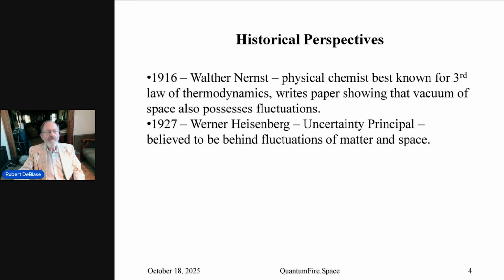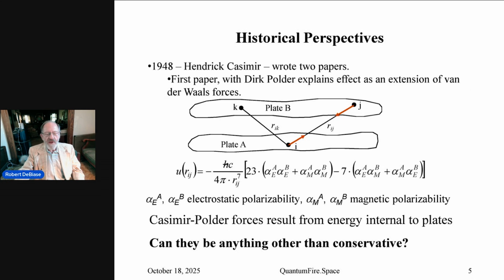All right. More historical. Walter Nernst, who's a physical chemist best known for the third law of thermodynamics, writes a paper showing the vacuum of space also possesses fluctuations. And in 1927, you have Heisenberg, the uncertainty principle, and that's what's believed to be behind these fluctuations of matter and space.